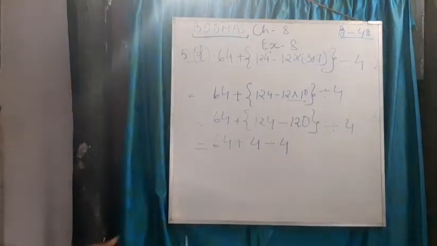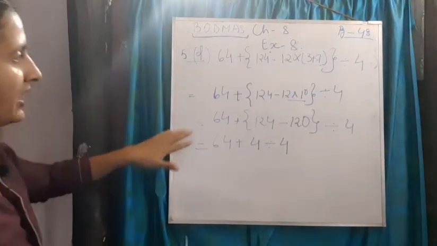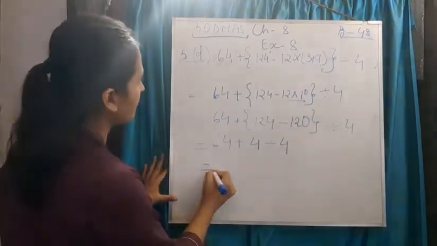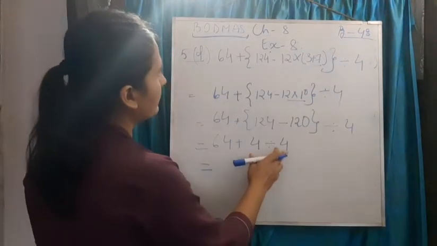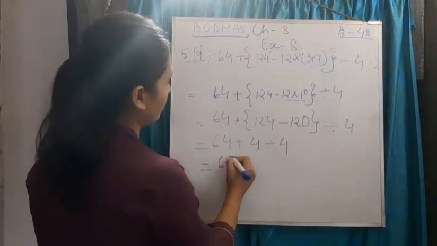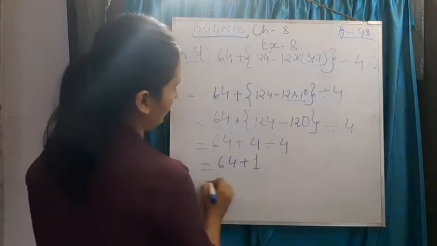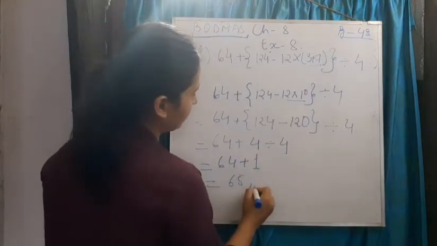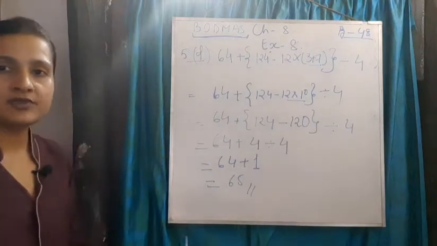I hope that this is clear. You can see here how we have done. So 4 divided by 4 will be how much? 1. So 64 plus 1 is 65, all right? I hope that this is clear.